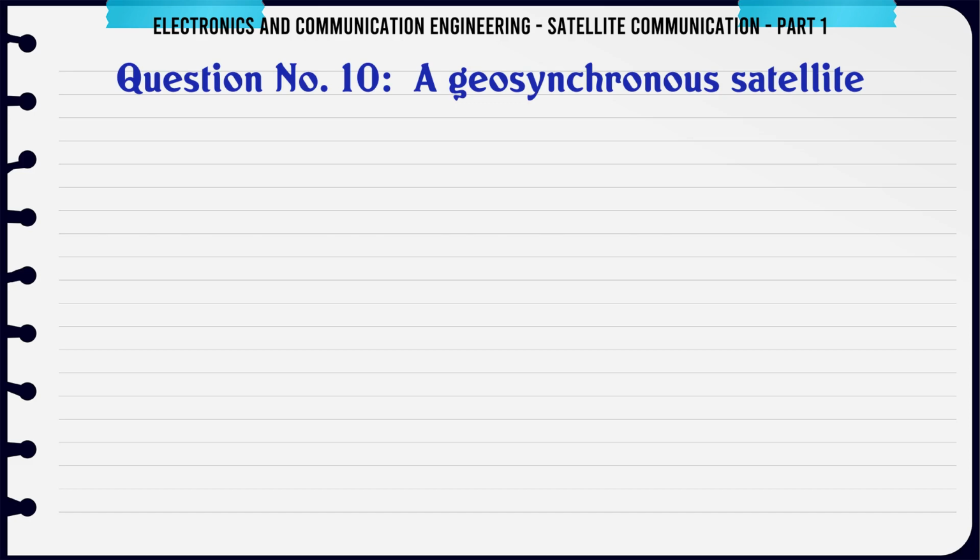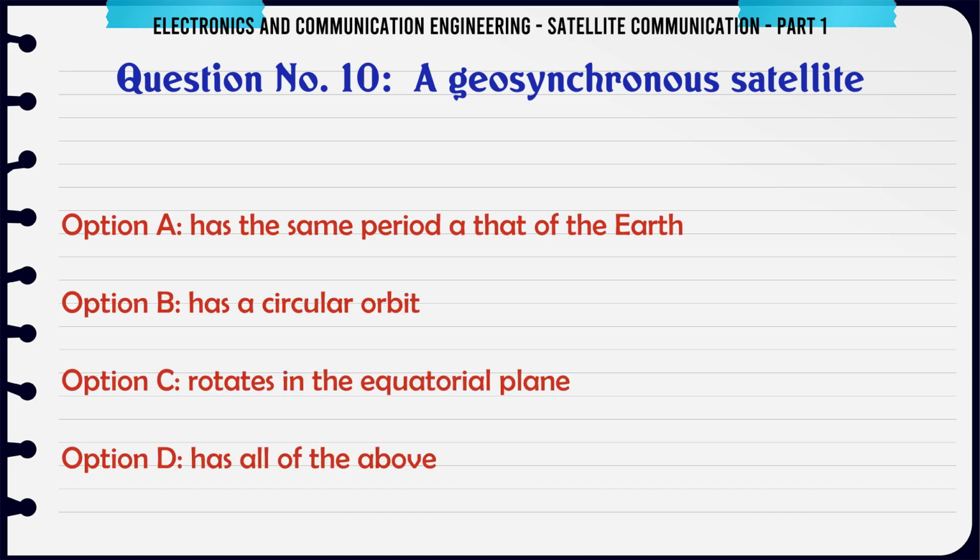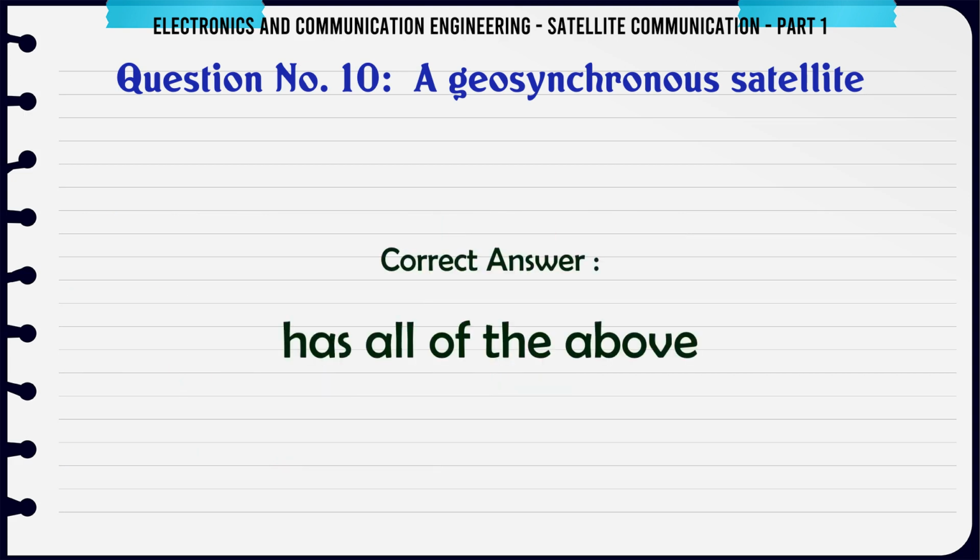A geosynchronous satellite A. has the same period as that of the Earth, B. has a circular orbit, C. rotates in the equatorial plane, D. has all of the above. The correct answer is has all of the above.